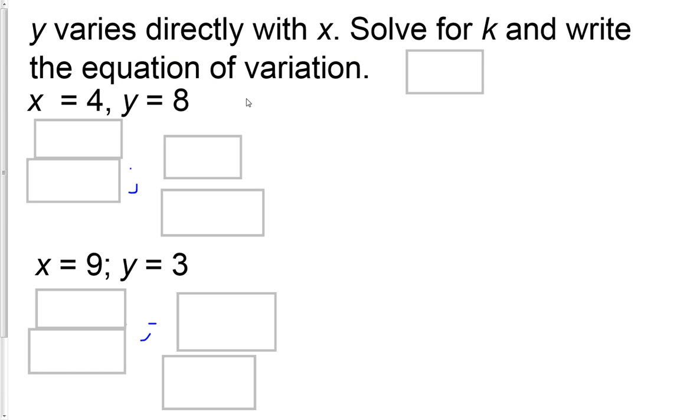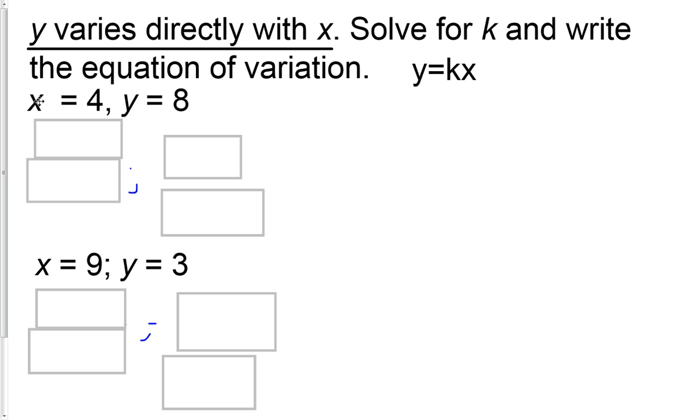The first problems of the lesson are stated: y varies directly with x, solve for k, and write the equation of variation. Okay, so what this first little sentence means is this tells us what our equation is going to be. Y varies. So y equals k, directly says x is next to that k. So y equals kx is the equation for these two problems.